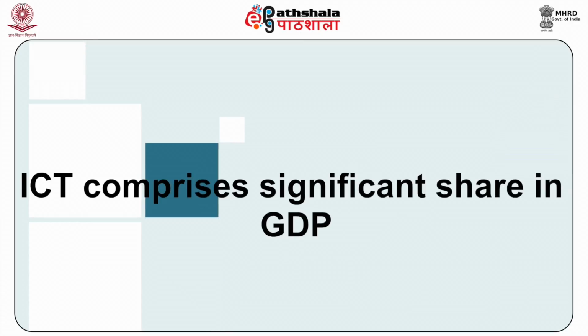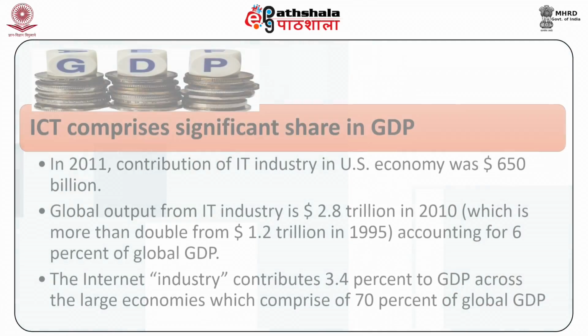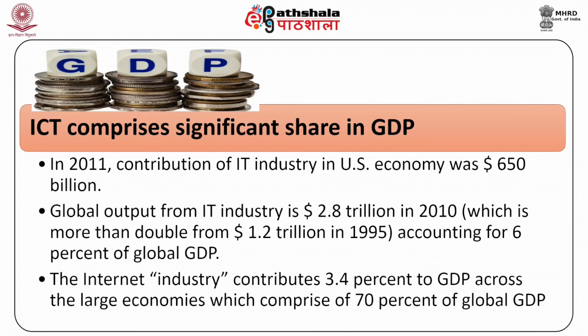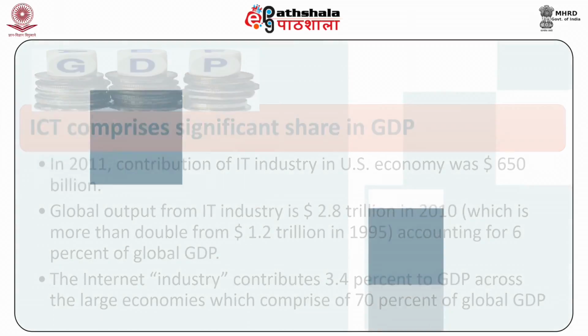ICT comprises a significant share in GDP. A. In 2011, the contribution of the IT industry to the US economy was $650 billion. B. Global output from the IT industry was $2.8 trillion in 2010, which is more than double the $1.2 trillion in 1995, according to 6% of global GDP. C. The internet industry contributes 3.4% to the GDP across the large economies, which comprise 70% of global GDP.